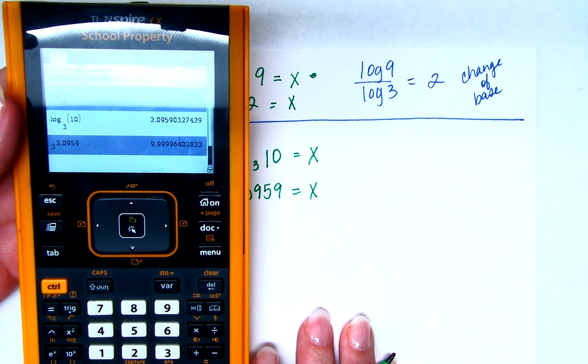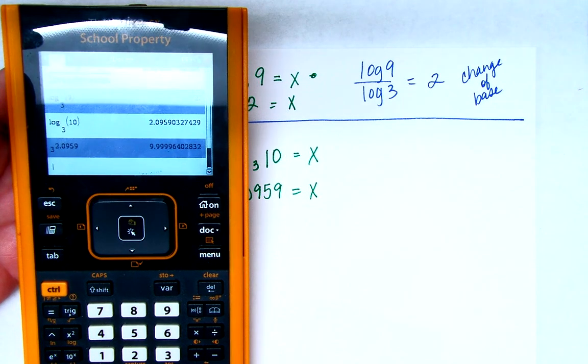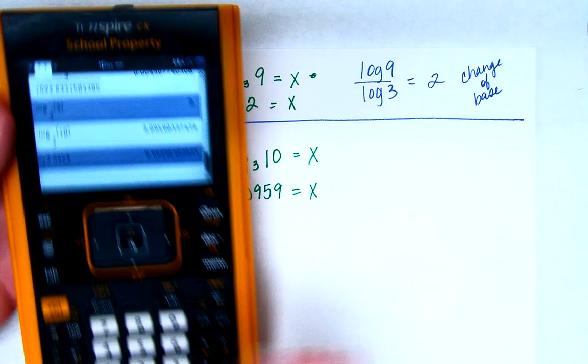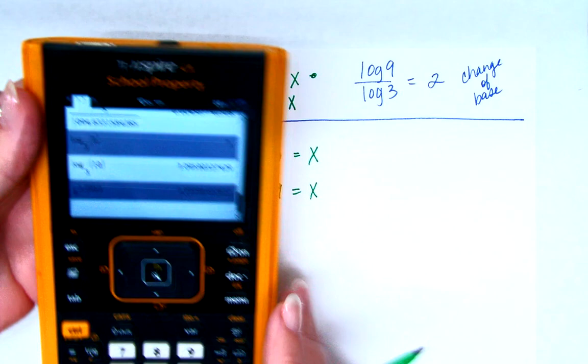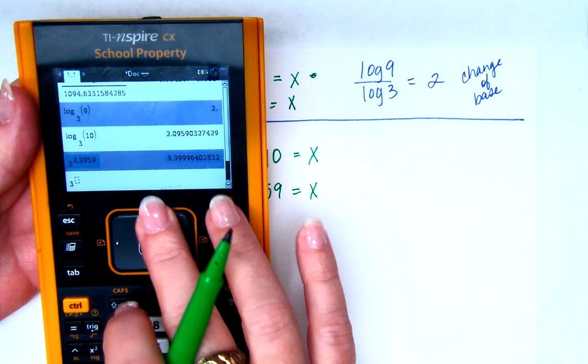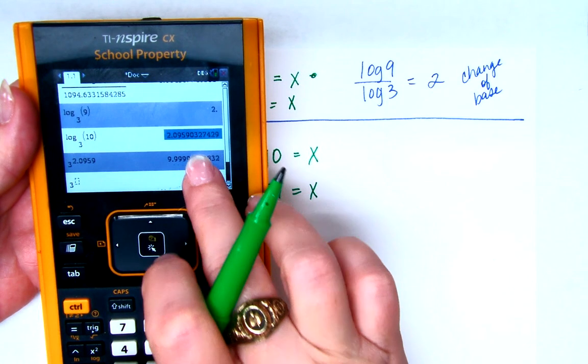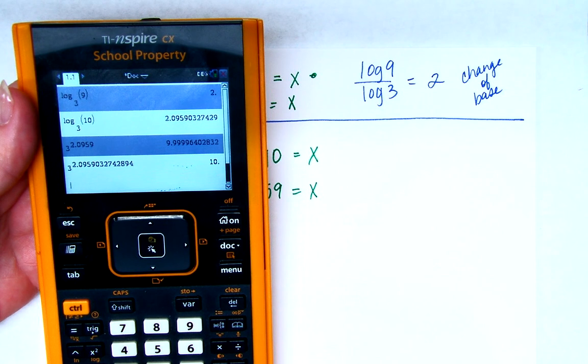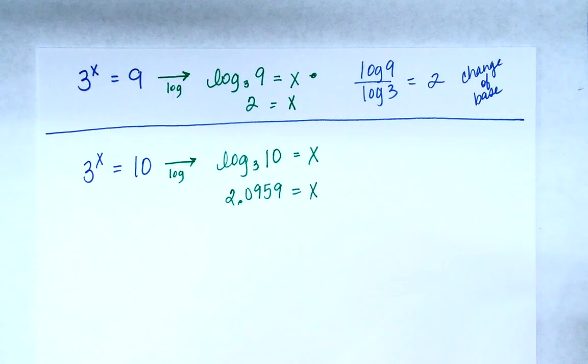It's pretty dang close. Is that okay? Yep. Why is it okay? Because we rounded. Okay? Now watch this. If I go up here and say 3 raised to that number, isn't that the number that we rounded? Yeah. We'll get 10. Okay? Any questions on that one?